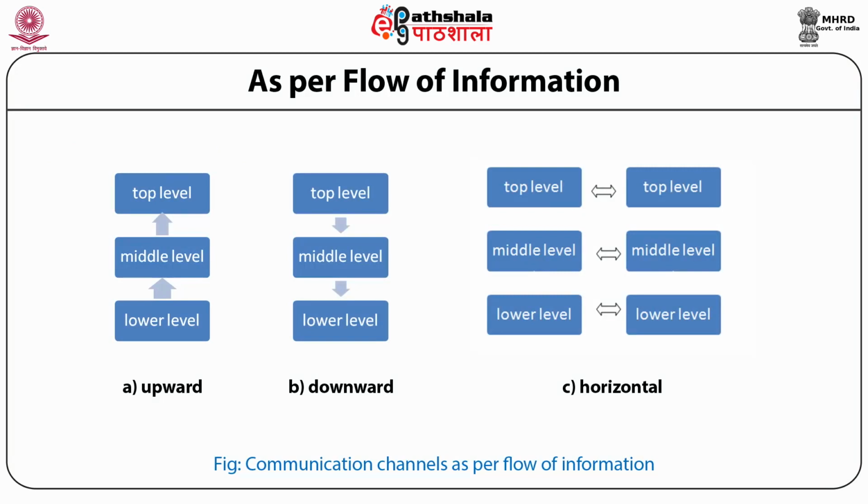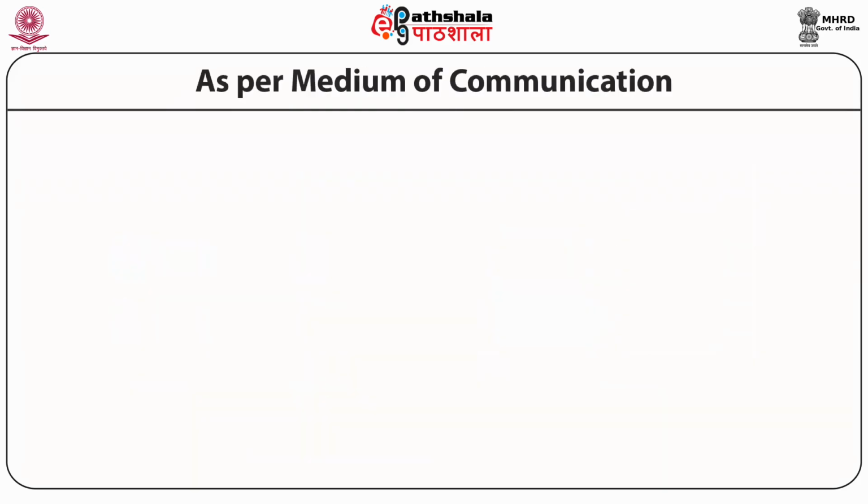First, the part A shows upward communication, where communication is flowing from the lower level to the middle level and then to the top level. B part shows the downward flow of communication, where information flows from the top level to the lower level, following the middle level. And this part C shows horizontal communication, where communication is between the same levels in the hierarchy, from top level to the top level, from middle level to the middle level, and from lower level to the lower level.